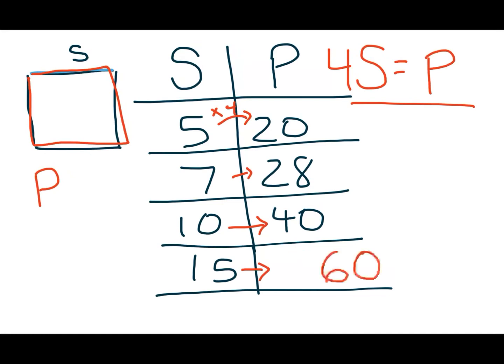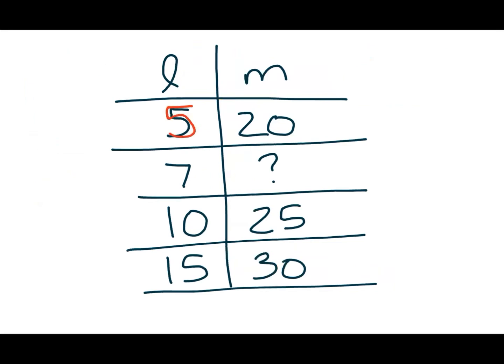Anyway, so now I'm going to copy the next function table, see if you can find a rule for this. So we have L and M. And when L is 5, M is 20. This is kind of like when you were younger and they were using patterns and they said, which one comes next in the pattern? And you had to figure it out. So we don't know what happens when you put 7 in. What do you get when you have M? That's our question mark. If L is 10, M is 25. If L is 15, M is 30.